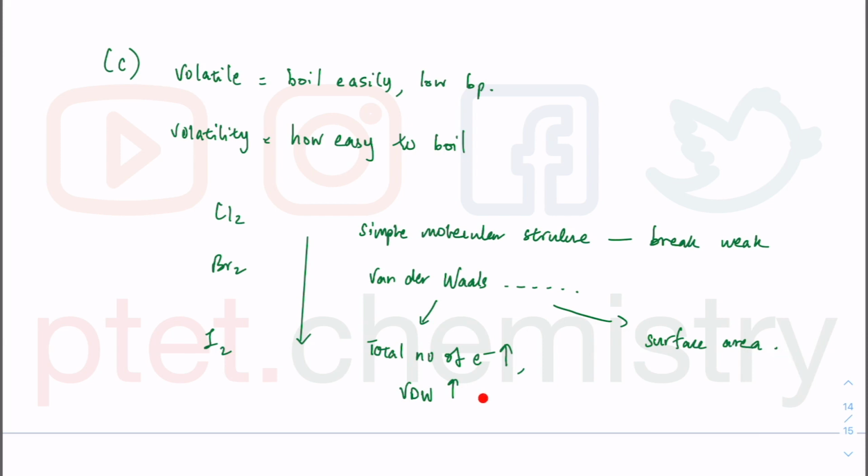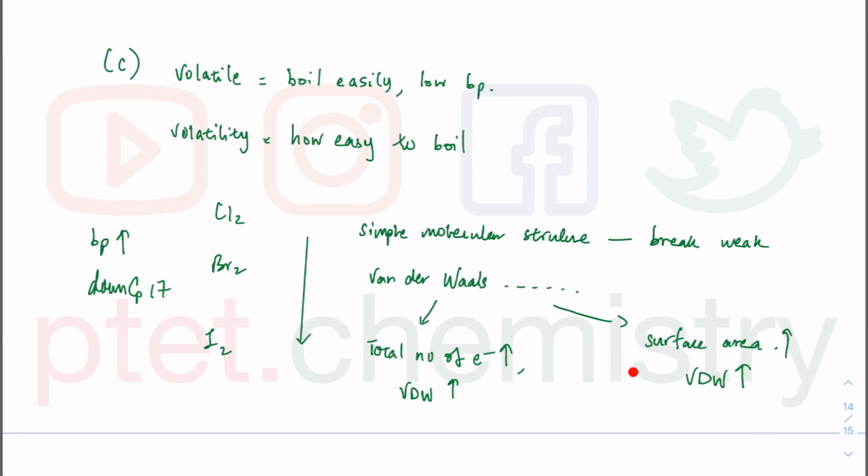Isomers have exactly the same number of electrons, but they have different surface area as a result of branching or straight chain, for example, for organic compounds, right? So surface area increases, van der Waals increases. As a matter of fact, these two are the factors responsible for why the boiling point will increase going down the group 17 halogens, because not only the total number of electrons increases, but the size of the halogen also increases, so the surface area increases as well. So both of these factors are actually correct.